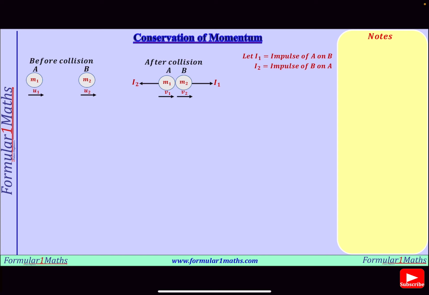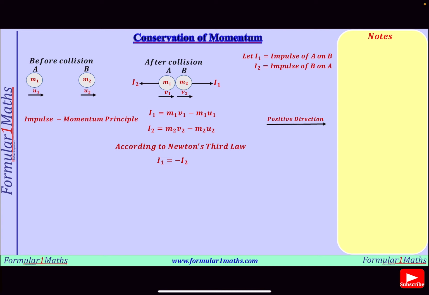Now let's consider the impulse momentum principle. I1 is equal to m1 times v1 minus m1 times u1, and I2 is equal to m2 times v2 minus m2 times u2. If we then take this direction to be positive, then according to Newton's third law of motion, and taking into consideration the directions of the various impulses, we have I1 equals minus I2. We can substitute these two equations in here to get this, then expand the brackets to get this. We can now rearrange to get this.